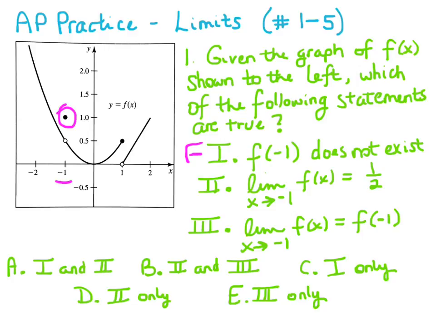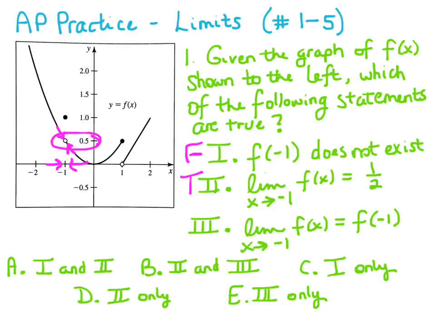The second statement says the limit as x approaches -1 of f of x is equal to 1/2. So if I go back to my graph and look at -1, as x approaches -1 from the left and the right, my function is approaching this value here on both sides, and that value happens to be located at 0.5. And since both sides of the graph are coming together at the same place, even though there's a hole there, the limit still exists, and the limit is equal to 0.5. And so my second statement here is true.